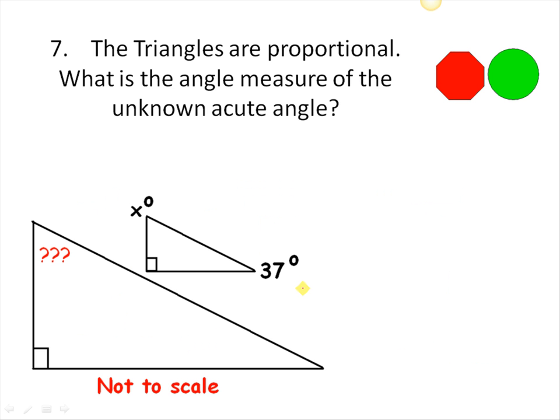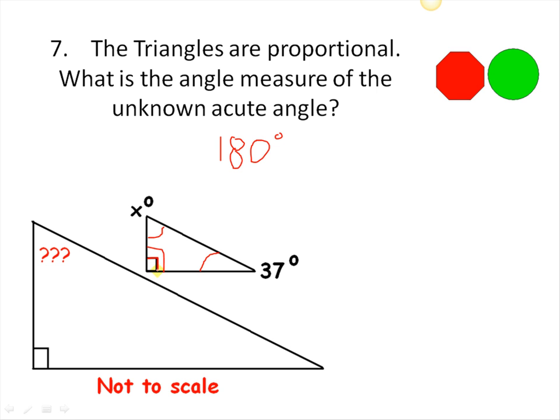Number 7. The triangles are proportional. What is the angle measure of the unknown acute angle? Click on the stop sign. Alright, let's see how you did. Well, you should know that all the internal angles, this angle plus this angle plus that angle, equal 180 degrees for all known triangles in the universe and beyond.